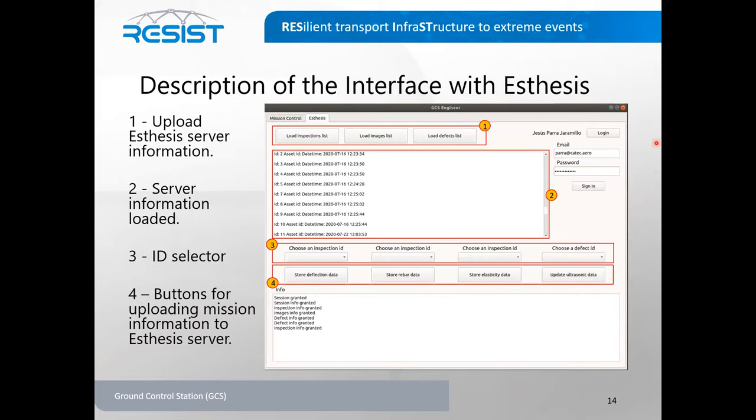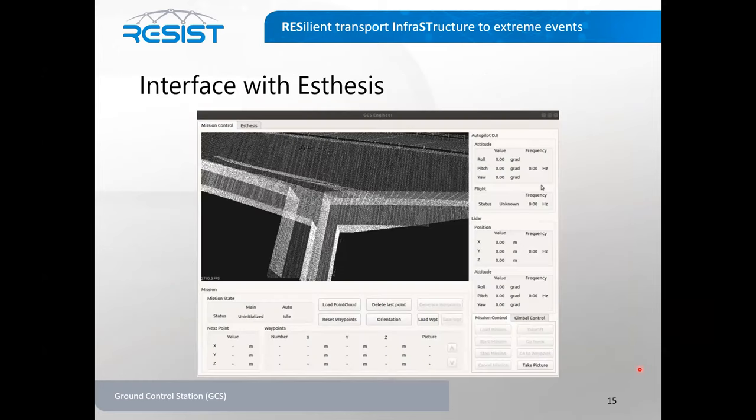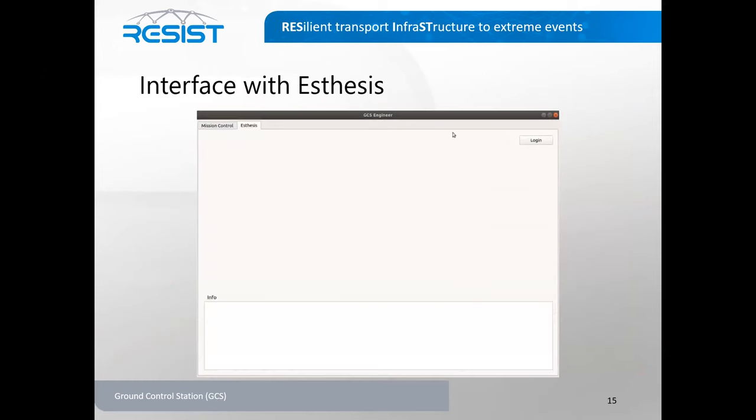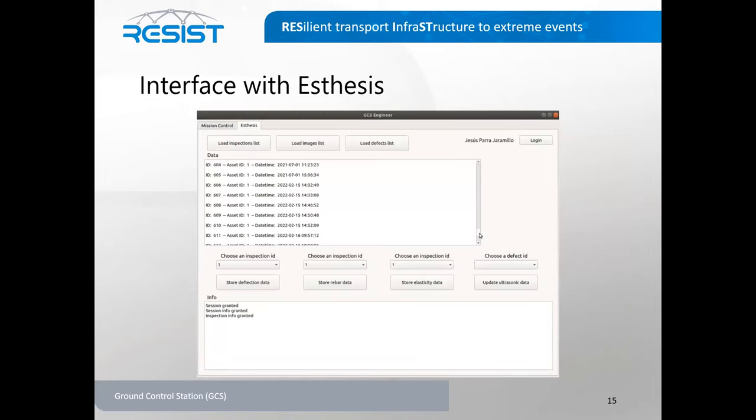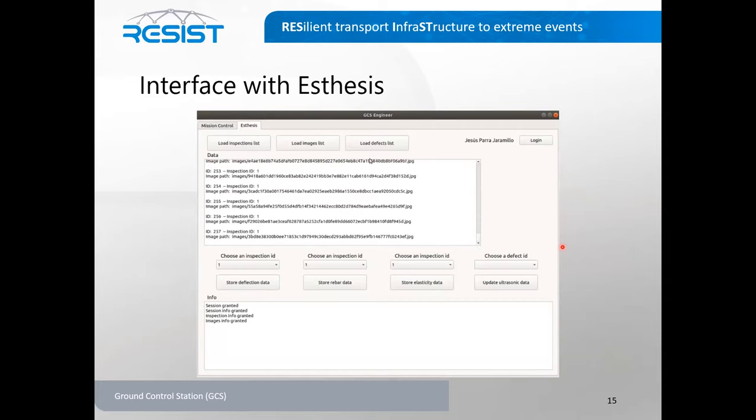So let's now move to the description of the ground control station STC communication. First, we have the buttons to upload information to the STC server. Second, the list of server information loaded. Third, the buttons to select the ID. And fourth, the buttons for uploading mission information to the STC server. And this is an example of the information loaded in the STC server that is integrated in the ground control station engineer.